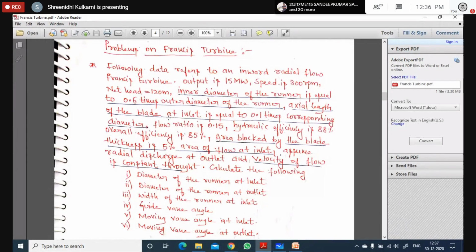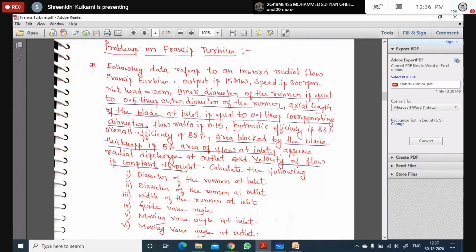Flow ratio is 0.15. So directly they have given the value. Hydraulic efficiency is 88%, and overall efficiency is 85%. And area blocked by the blade thickness is 5% of area of flow at inlet. And one more important data here. Area blocked by the blade thickness is 5% area of flow at inlet. So this I'm going to take at a later part.